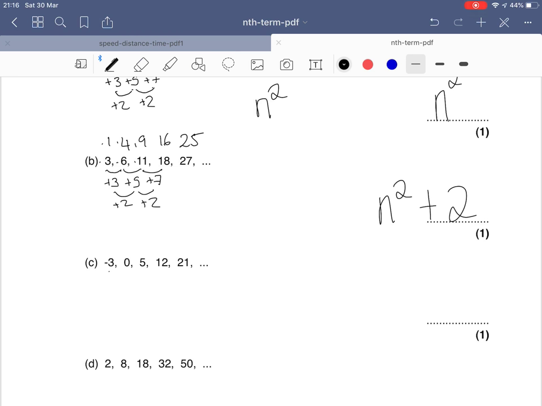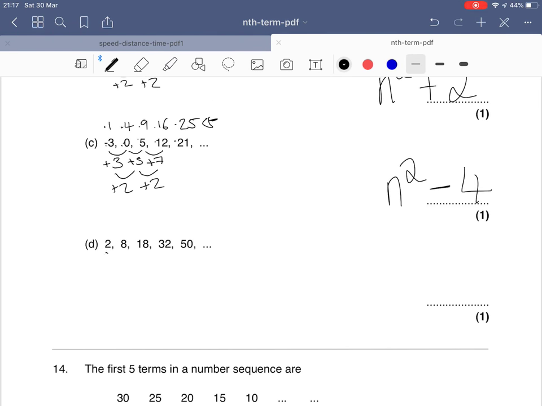Next one, we're going up from minus 3 to 0 is adding 3. 0 to 5, adding 5. 5 to 12, adding 7. 3 to 5, add 2. 5 to 7, add 2. So if you write your square numbers above it, 1, 4, 9, 16, 25, we can see it's going to be n squared because we're going up by 2. So the difference between 1 and 3 is 4. Difference between 4 and 0 is 4. 9 and 5, 4. 16 and 12, 4. 25 and 21, 4. However, this number is bigger, so each time you have to take away 4. Because 1 take away 4 is minus 3. 4 take away 4 is 0.